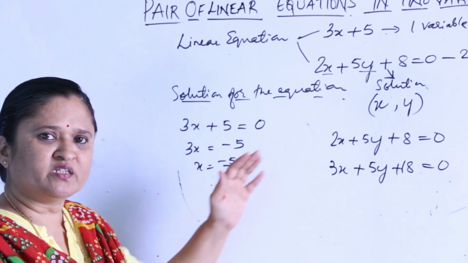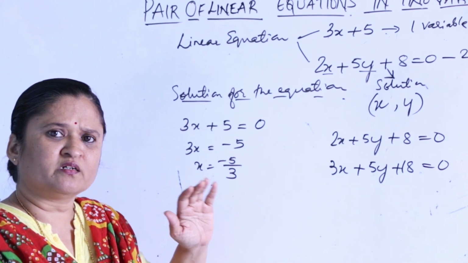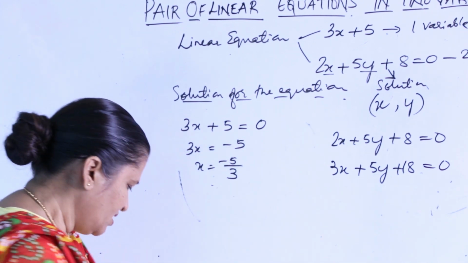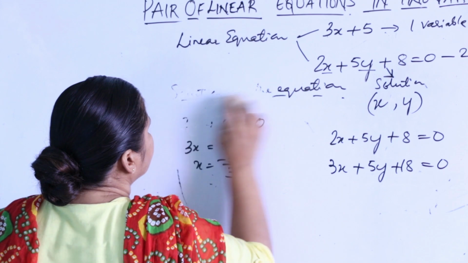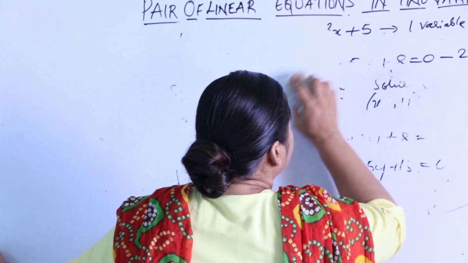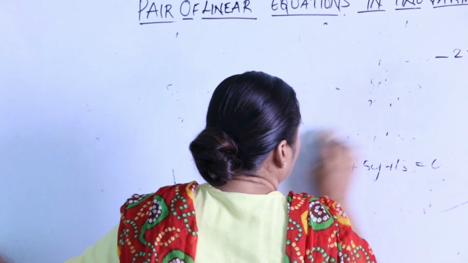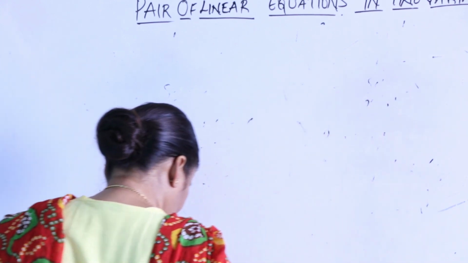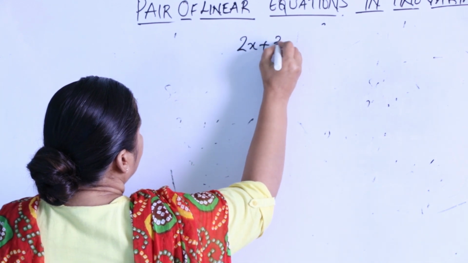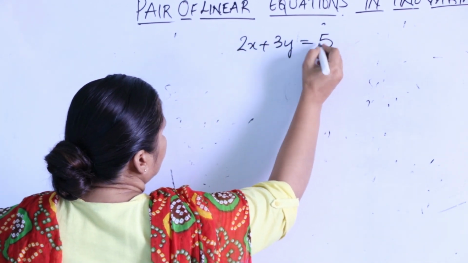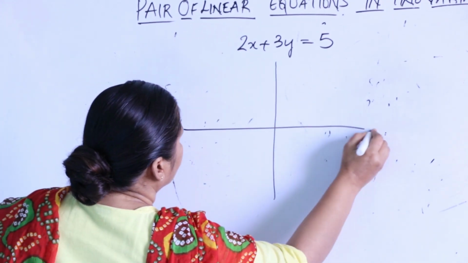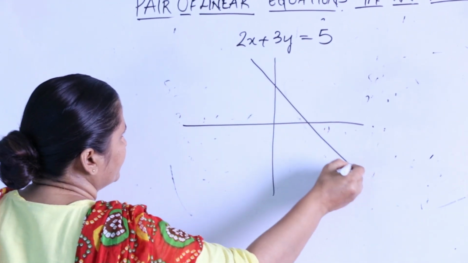Now let us see what these special conditions will do to these pair of linear equations. Well, you know very well, you have already studied in previous class, linear equation in 2 variables when plotted on a graph, on a Cartesian plane. What does it give us on a Cartesian plane? It gives us a straight line, right?